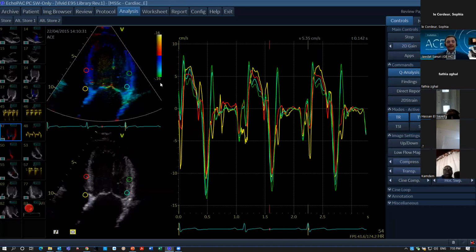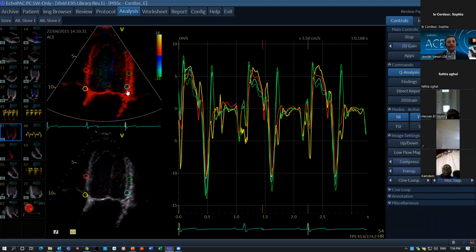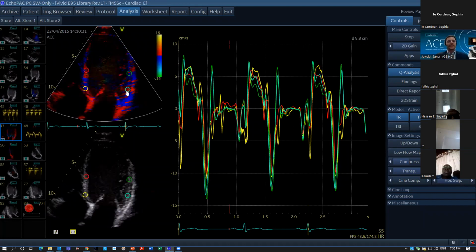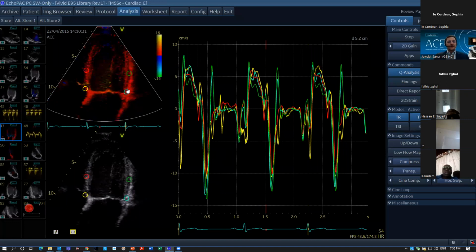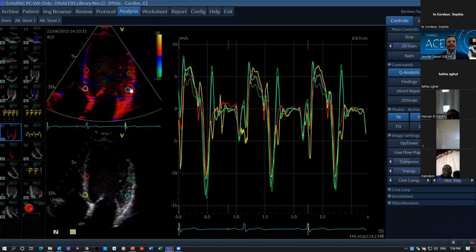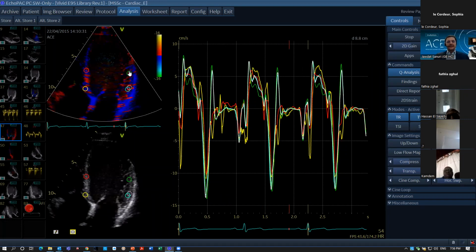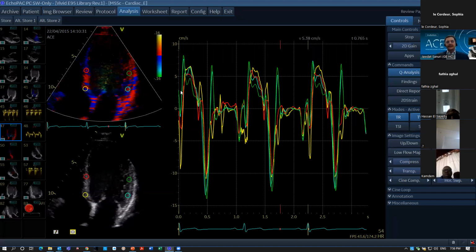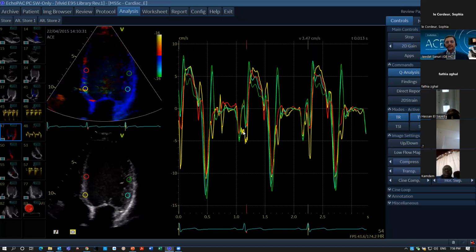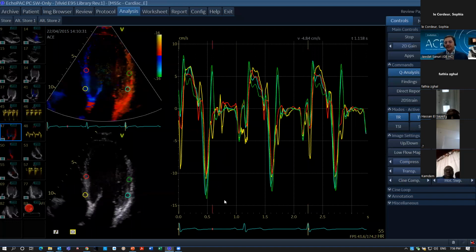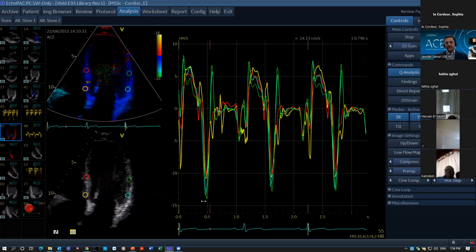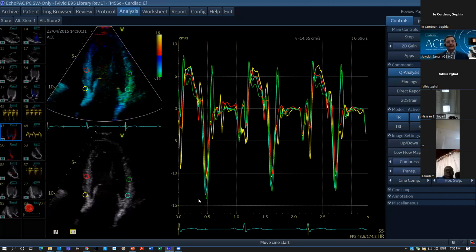The light blue, or light green, is the basal lateral. The grass green is the mid lateral. So here's systolic motion, E prime and A prime. You can see they're all phased together. So the time to peak velocity from here to the peak is almost identical for all.